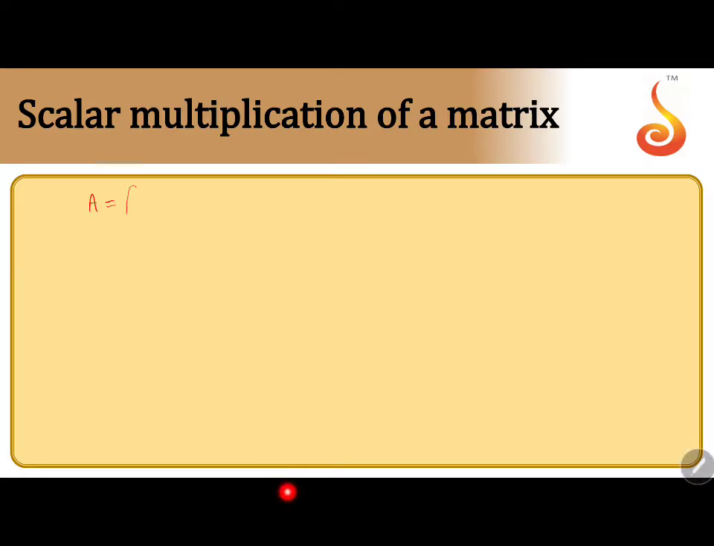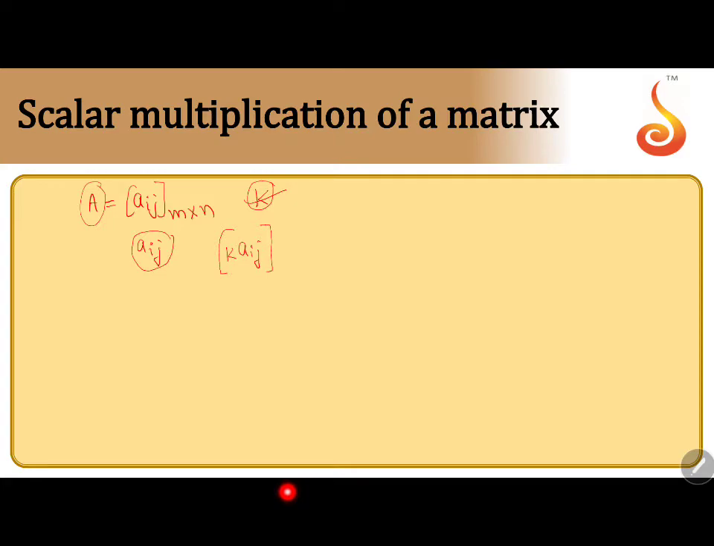For example, A is equal to [aij], an m by n matrix. k is any scalar. Here aij is an element of the matrix A, and k is a scalar. Multiply every element of the matrix A by the scalar k. That means we get k times aij. This is the element obtained by multiplying aij by the scalar k. This is a new element enclosed by the bracket.